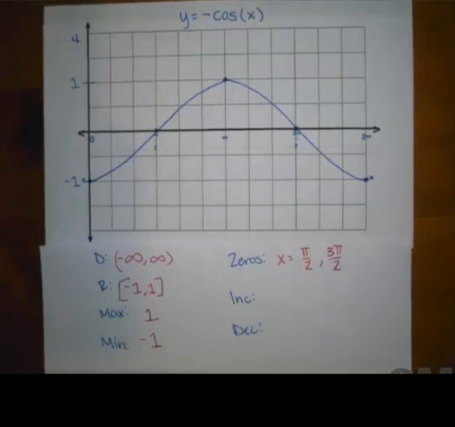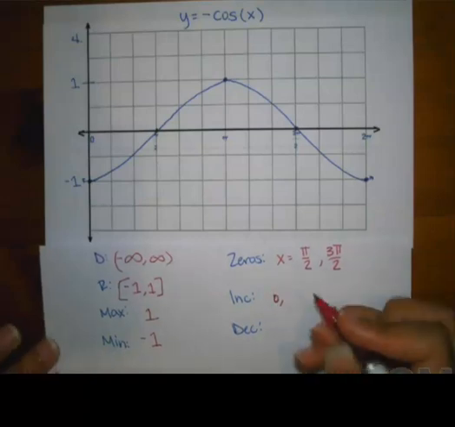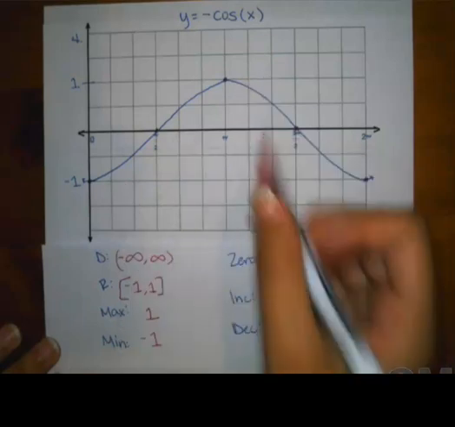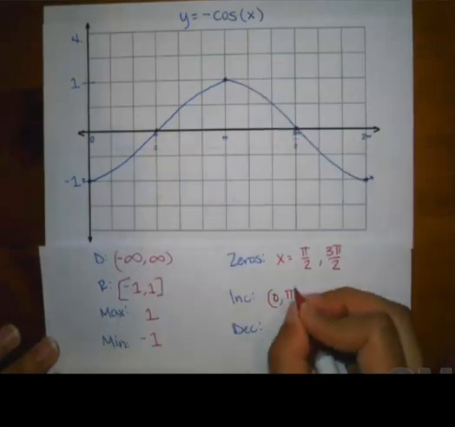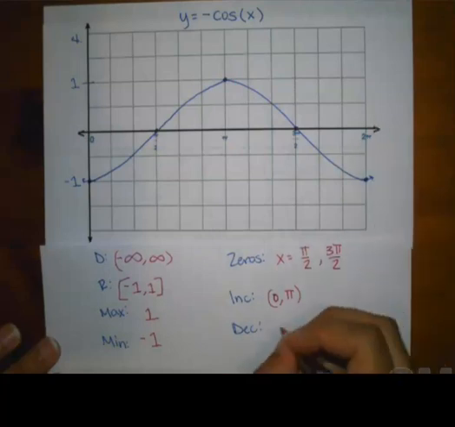Our increasing interval is from 0 to pi. And it's decreasing from pi to 2 pi.